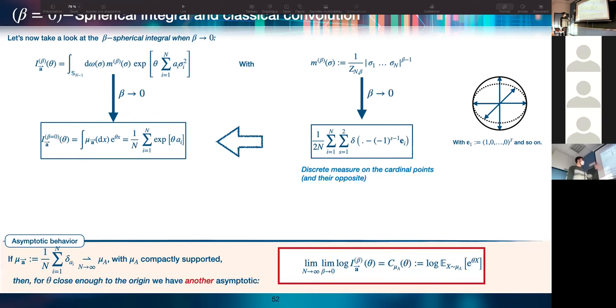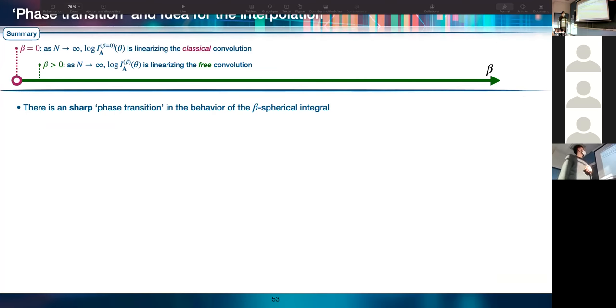And in particular, now if your distribution goes to some compact distribution mu_A, then you have another asymptotic. So you have your distribution is now given by the classical cumulant generating function, which linearizes the classical probability. So in summary, you have this sketch. You have the beta line, and what you see is if beta equals zero, the log of this spherical integral linearizes the classical convolution. And as soon as beta is strictly positive, it linearizes the free convolution when you take the large n limit. So this is a sharp phase transition.